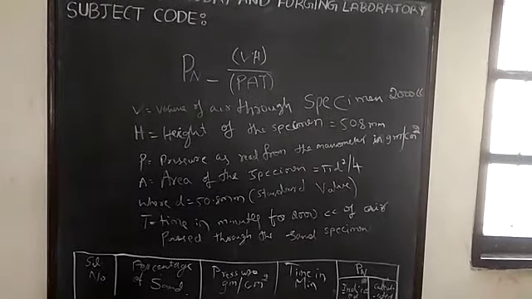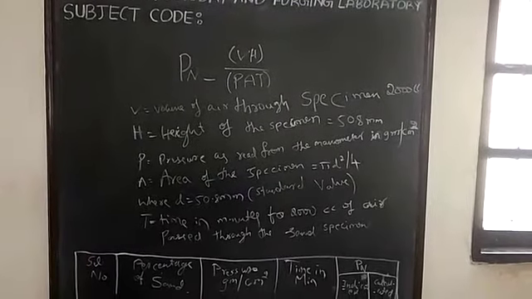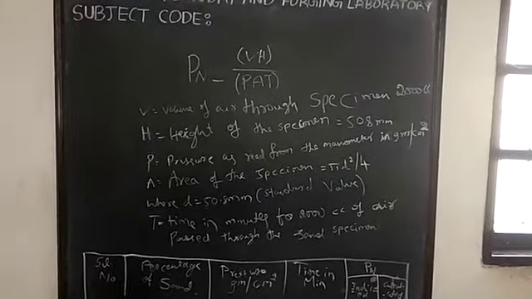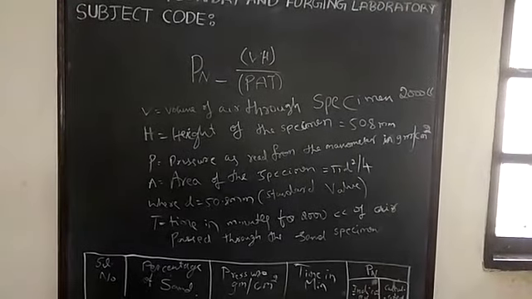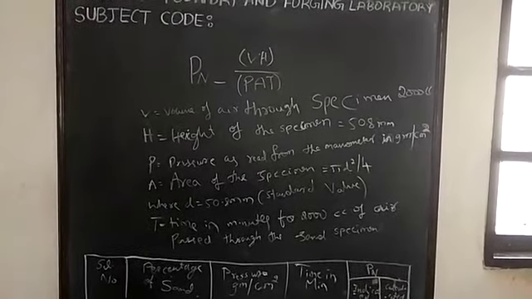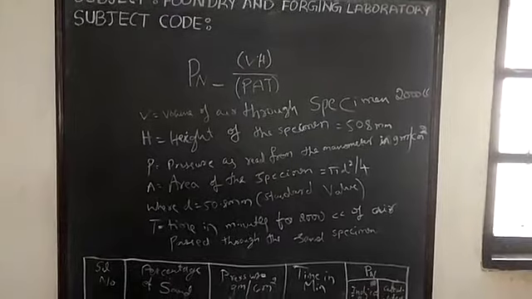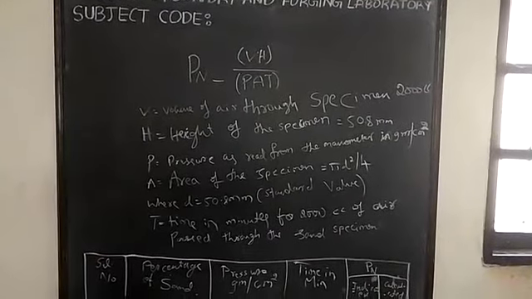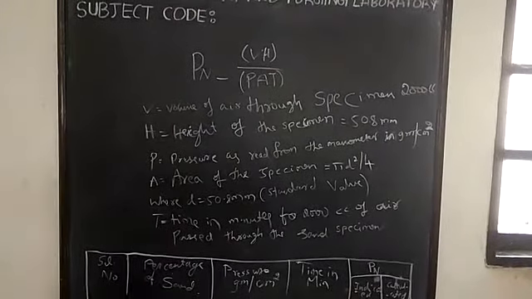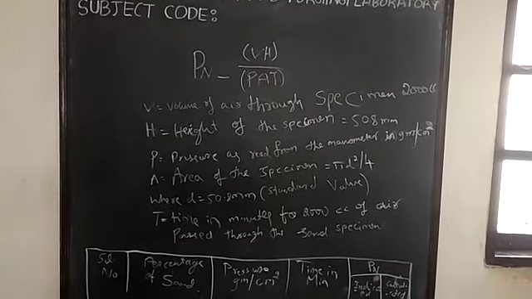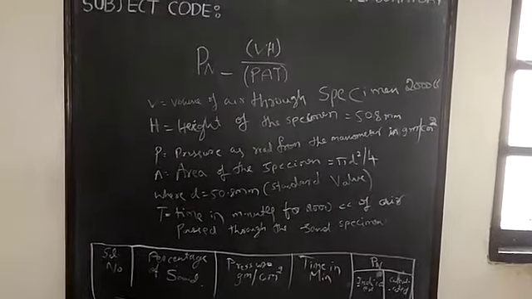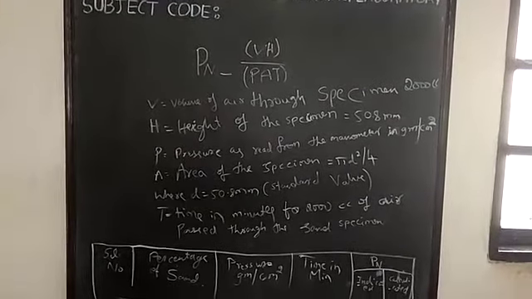A is the area of the specimen, for which we have a standard calculation, which is nothing but pi d squared divided by 4, where we know the diameter of the sand specimen, that is 50.8 mm, the standard diameter of the sand specimen. And what is t? It is the time taken to allow 2000 cc of air through the sand specimen. So that is t.